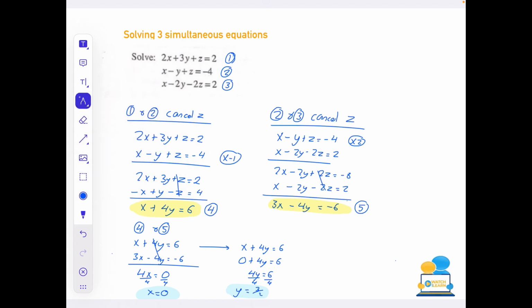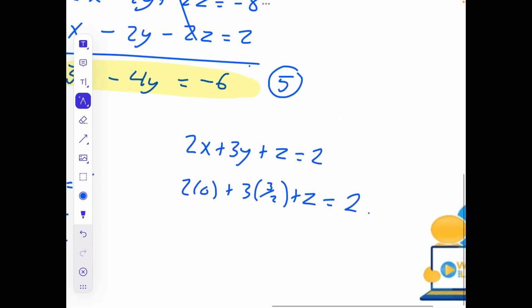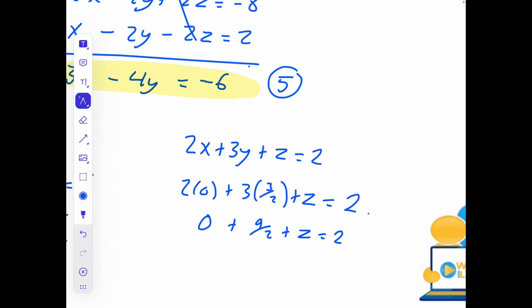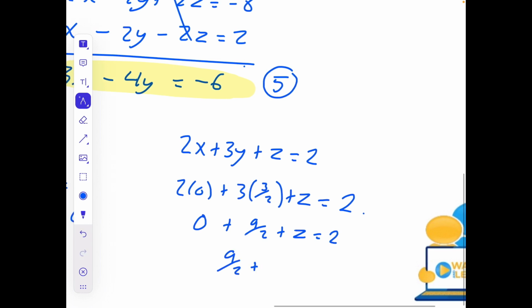So I'm going to take an equation, pick whichever you want, 1, 2 or 3. I'm just going to go with equation 1. So we have 2x plus 3y plus z is equal to 2. We know x is 0. We know y is 3 over 2. And we don't know what z is. Now 2 multiplied by 0 will be 0. 3 multiplied by 3 over 2 will give me 9 over 2. Plus z is equal to 2. So we've got 9 over 2 plus z is equal to 2. Z is equal to 2 minus 9 over 2. Z is equal to minus 5 over 2.